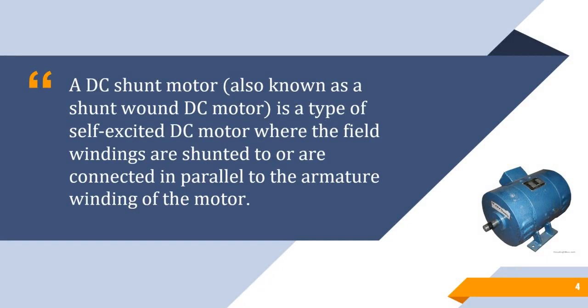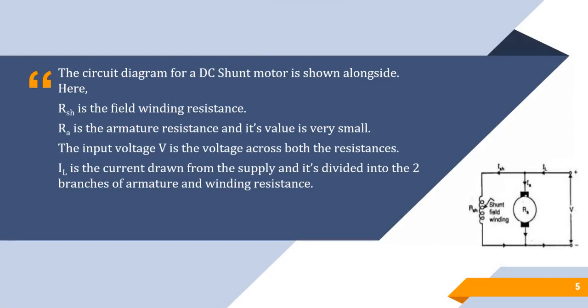A DC shunt motor, also known as a shunt wound DC motor, is a type of self-excited DC motor where the field windings are shunted to, or are connected in parallel to, the armature winding of the motor. The circuit diagram for a DC shunt motor is shown alongside here.